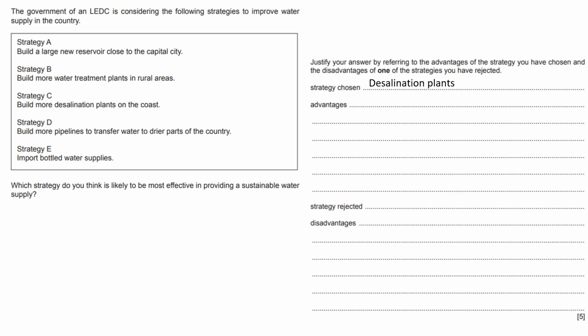Now, the question is, which strategy do you think is likely to be most effective in providing a suitable water supply? Justify your answer by referring to the advantages of the strategy you have chosen and the disadvantages of one of the strategies you have rejected. So you pick one and you tell us why, giving its advantage. Then the ones you've rejected, you give us their disadvantage.